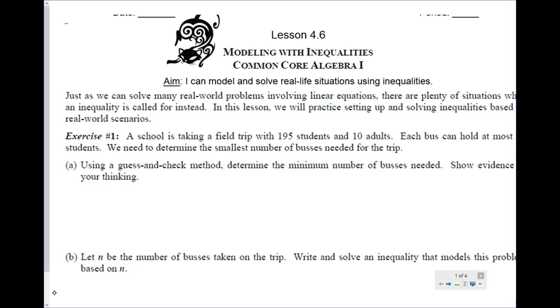So let's take a look at our aim. Our aim says, I can model and solve real-life situations using inequalities. So we're going to talk about some word problems today. I know, they're your favorite. Don't get too freaked out or excited.